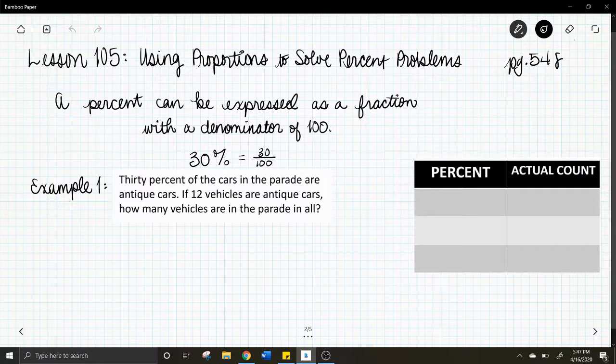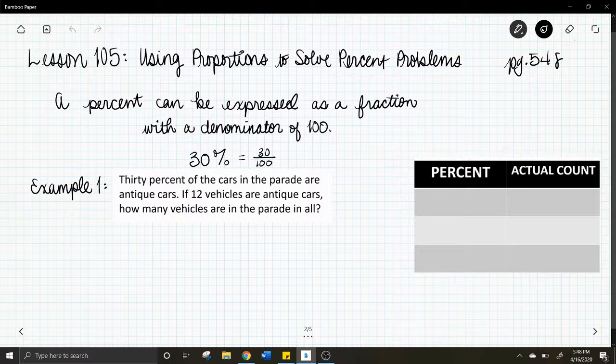Remember that a percent can be expressed as a fraction with a denominator of 100. I have that note written across the top here to remember. For example, 30% could be 30 over 100. Keeping that knowledge in mind will help us as we go into our ratio boxes. We're going to look at them with percents now instead of ratio.